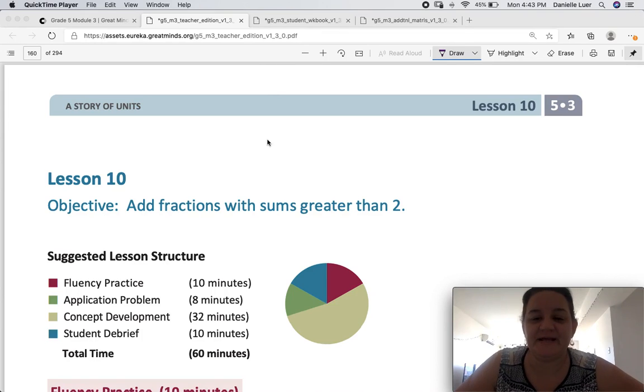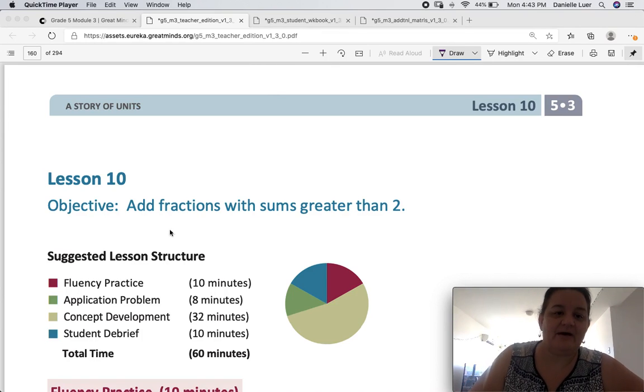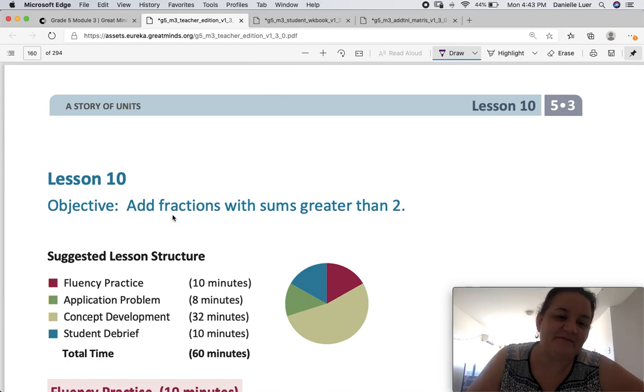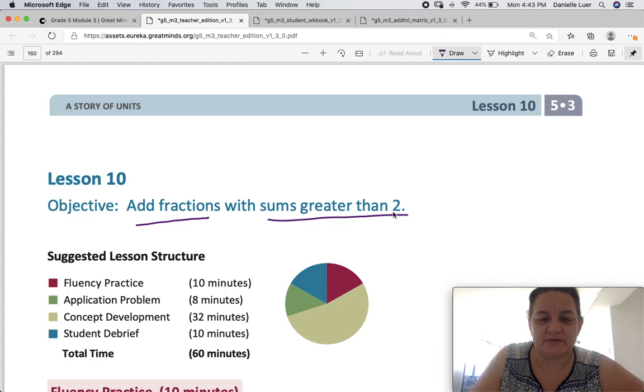To Module 3, Lesson 10. Our objective today is to add fractions with sums greater than 2. So we're going to be using a lot of whole numbers today. Again, we are adding fractions and we're moving away from our area model and we're going to use our standard algorithm to find our common denominators.